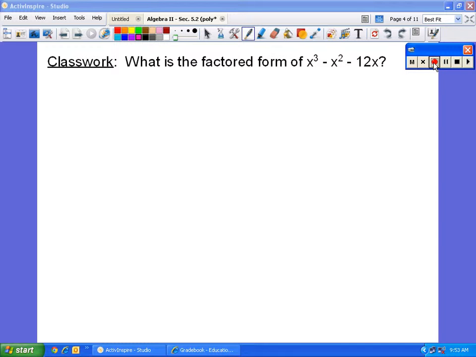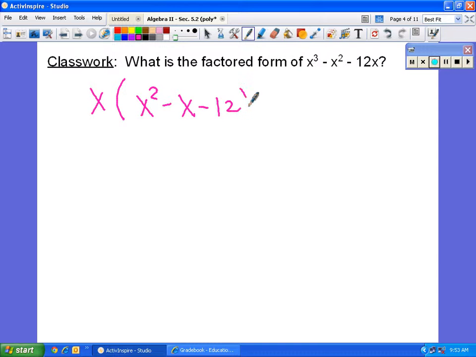Excellent. And what is the greatest common factor of those three terms? x. So what did you get after you factored out the x? That's great. Thank you, Yeka. Good job.